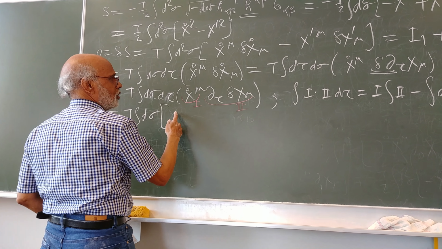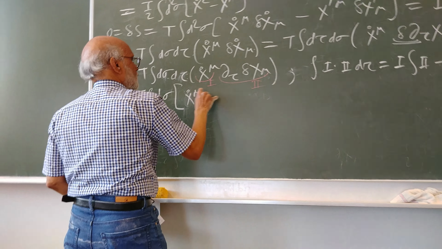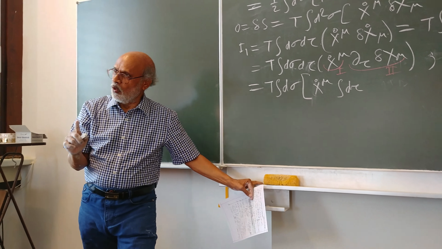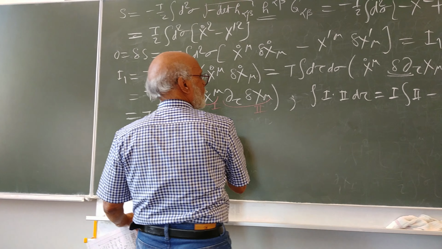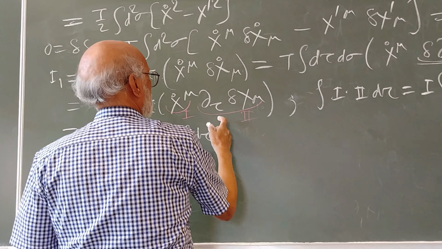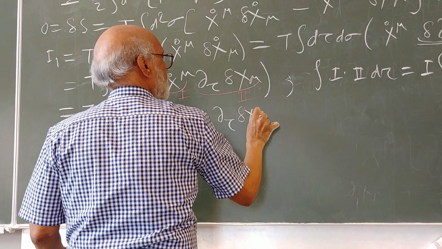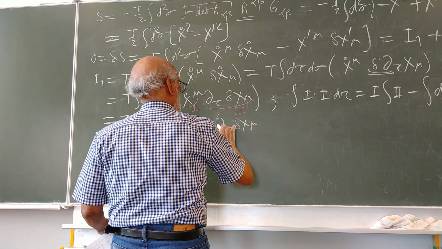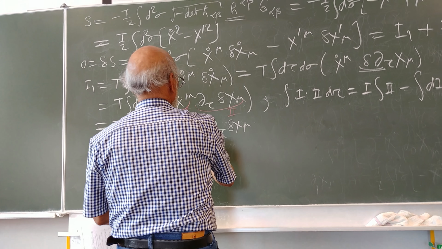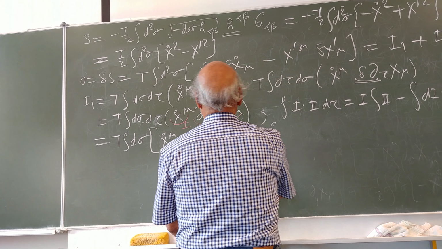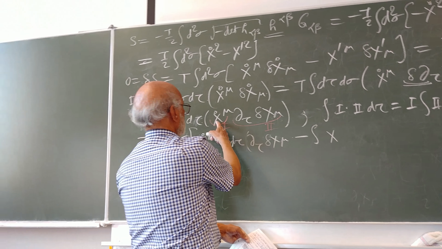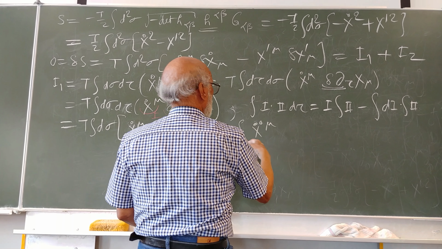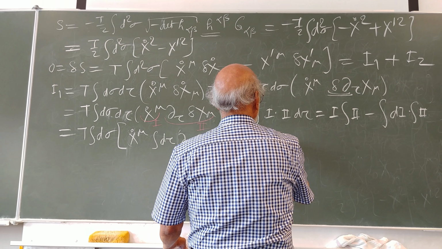So the first function is x mu dot, into the integral of the second with respect to tau. The second is delta x mu. So first function into integral of second, minus integral of differential of first, with respect to tau, so x mu double dot, into integral of the second.